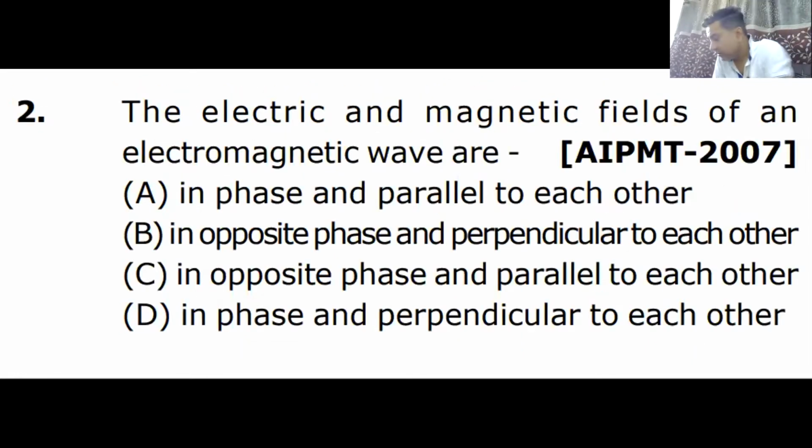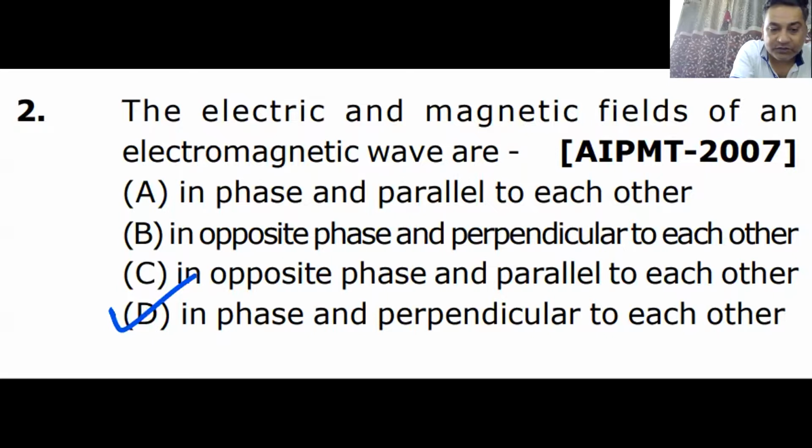Let me take one or two questions from the previous years as well. Electric and magnetic fields of an electromagnetic wave are in phase and perpendicular to each other. Perpendicular to each other. B or D, sir? Yes, sir. You are correct, sir. Okay, thank God I am correct.